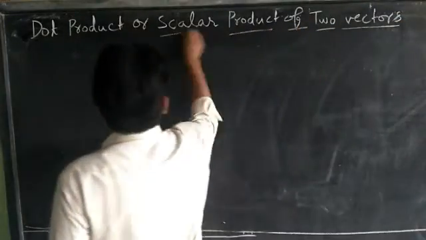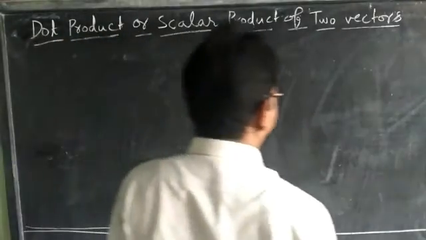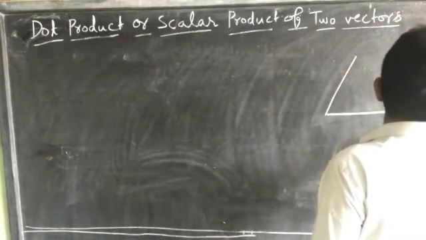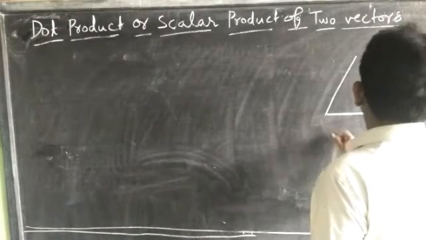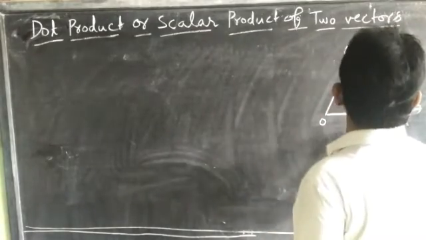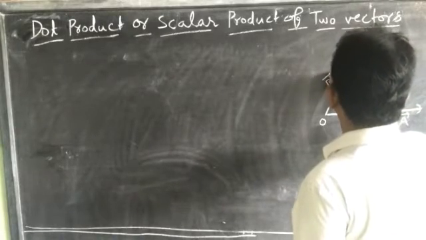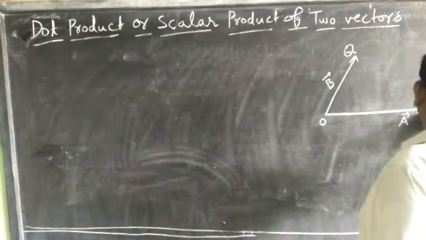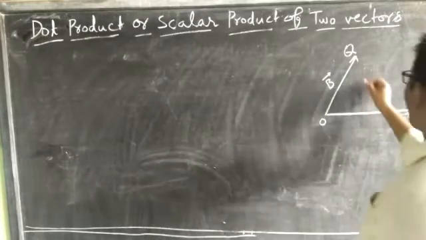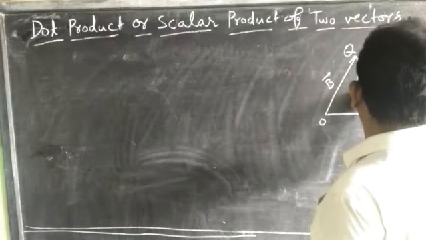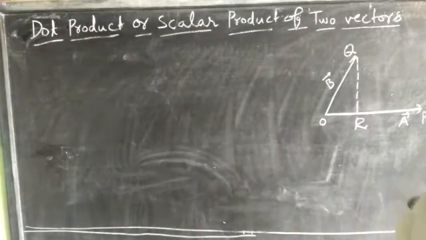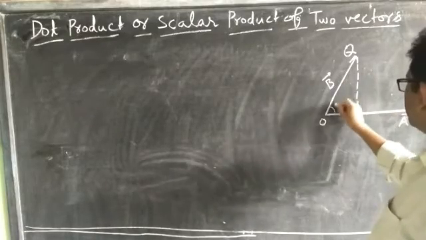First, we will draw the diagram. Suppose this is vector A and this is O, the initial point, and this is Q, and this represents vector B. From this point P, OP represents vector A and OQ represents vector B. Draw QP, draw QR perpendicular to OP and let angle QOP be equal to theta.